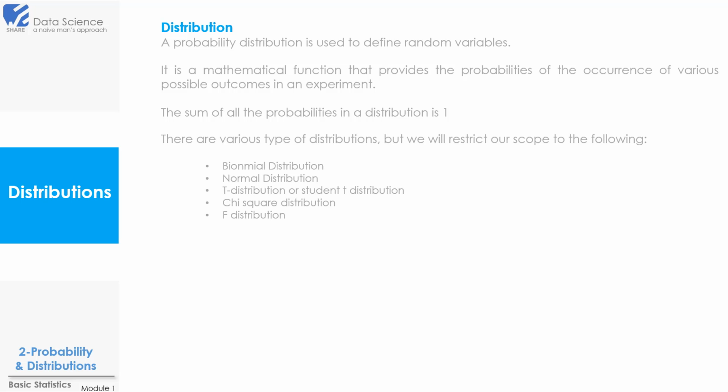Now there are various types of distributions, but we will restrict our scope to the following: binomial distribution, normal distribution, t-distribution or student t-distribution, chi-square distribution, and f distribution. So let's quickly see each of these distributions one by one.